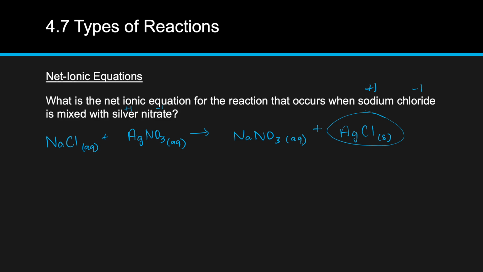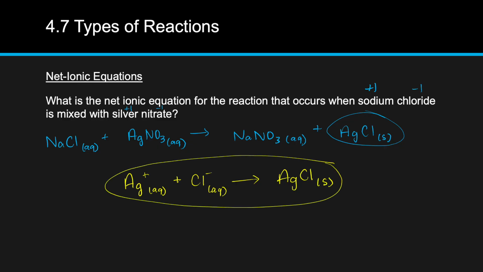So I know Ag is in AgCl, so I have Ag+. That's going to be aqueous on the reactant side. That's going to react with Cl-, which is aqueous on the reactant side, and that forms my solid product of AgCl. So that is your answer. Just because you are probably watching this video to learn, I'm going to show you the other way too.